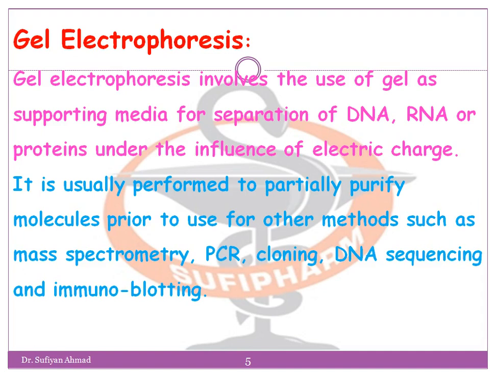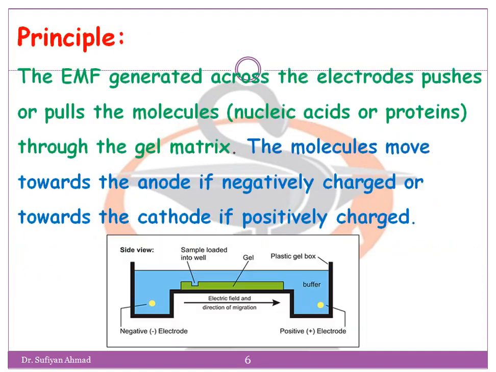So what is the principle of gel electrophoresis? The electromotive force generated across the electrodes pushes or pulls the molecules, nucleic acid or protein, through the gel matrix. The molecule moves toward the anode if negatively charged or toward the cathode if positively charged.